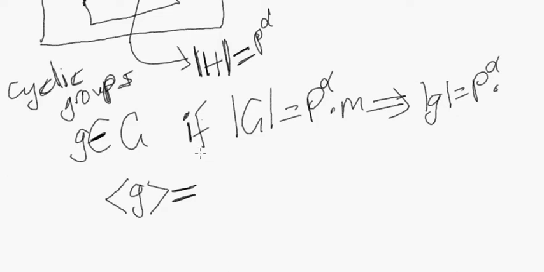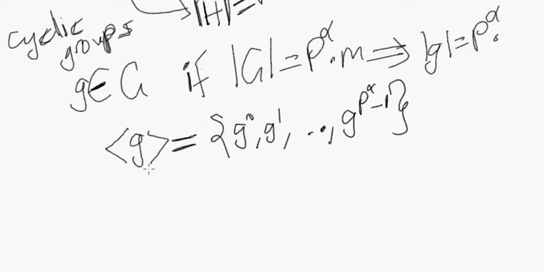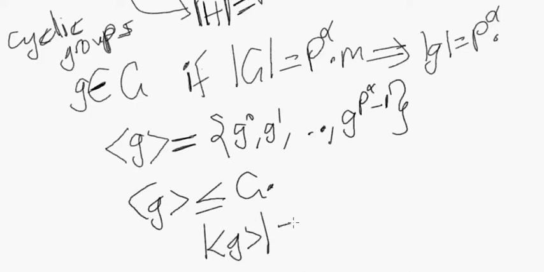And what's the order going to be? Well, isn't the order of, not the order of G, sorry, the cyclic group generated by g just the same as g to the 0, g to the 1, all the way up to g to the p to the alpha minus 1, right? Well, is this a group? If G is a group, aren't we saying that this cyclic group generated by the element g is a subgroup of G? But how many elements are in the cyclic group? Isn't the order of the cyclic group generated by g just the same as p to the alpha?